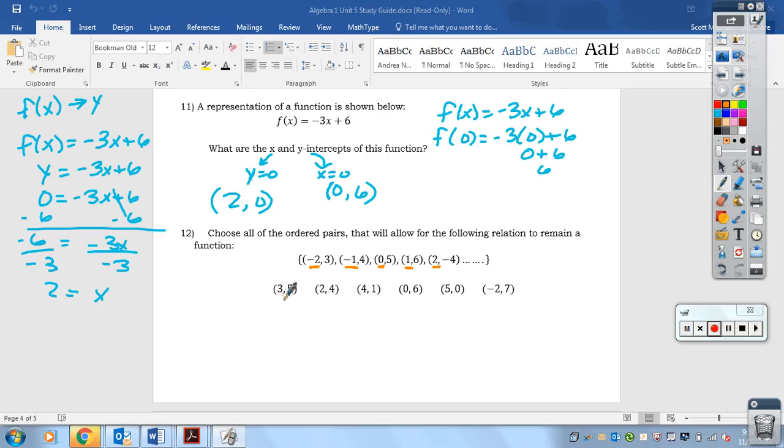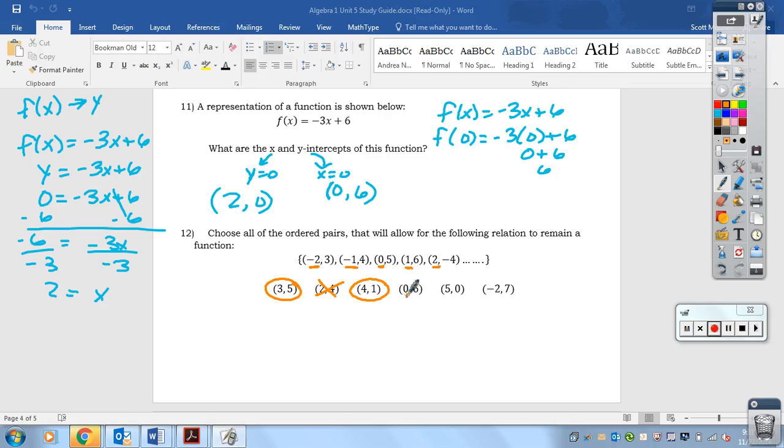So let's look. If I added 3, 5, would that duplicate any domain member? No, it would not duplicate, so it's good to go. If I put 2 comma 4, would it duplicate? Yeah, it would duplicate right here, so we cannot use that one. 4 comma 1, can I use that? Yep, I wouldn't duplicate with anything else, so that one's good to go.